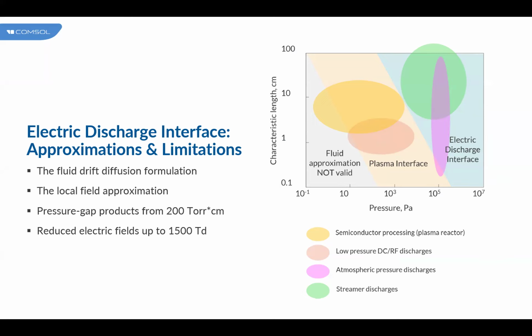The behavior of electric discharges differs significantly under varying pressure gap products. For atmospheric pressure discharges where that product exceeds 200, the local field approximation is commonly applied. The electric discharge interface is particularly focused on modeling such conditions, as shown in the figure on that slide.